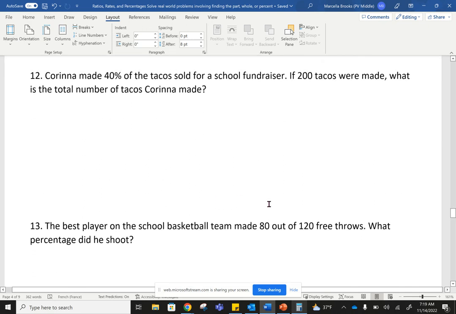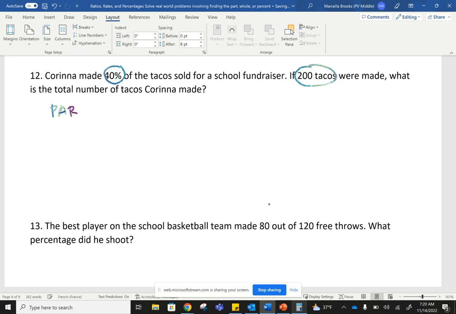All right, same with number 12. Here we go. Corinna made 40% of the tacos sold for a school fundraiser. If 200 tacos were made, what is the total number of tacos Corinna made? So we have 40%. She made 40% of the tacos. 40%, she made 200 tacos, which is 40%. So see if you can fill in the values and put them in the right spot.